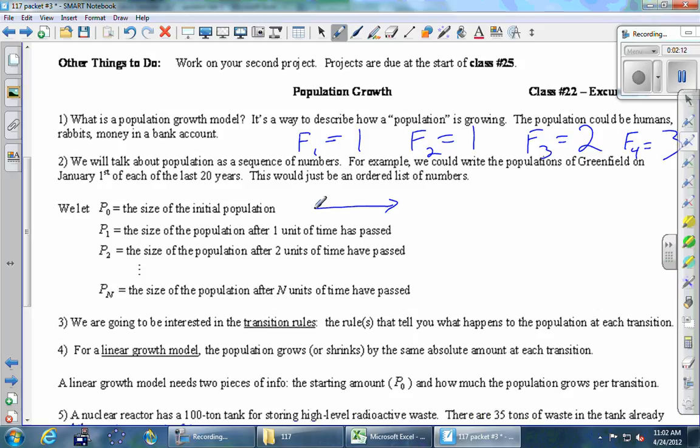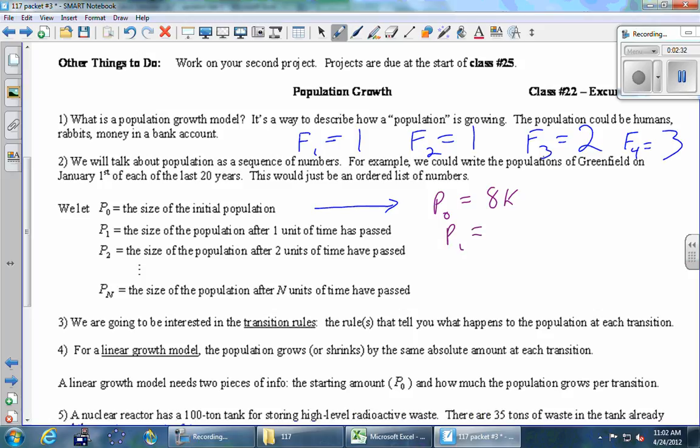So for example, we could talk about the population here in Greenfield on January 1st of every year for the last 20 years. So let's just say maybe 20 years ago on January 1st, the population of Greenfield was, I don't know, 8,000. And then P1 is supposed to represent the population 1 year later. Okay, maybe we were at 10,000. And then P2 is the population 2 years later. Maybe we go back down. It doesn't have to keep growing, right? Could go up, could go down.